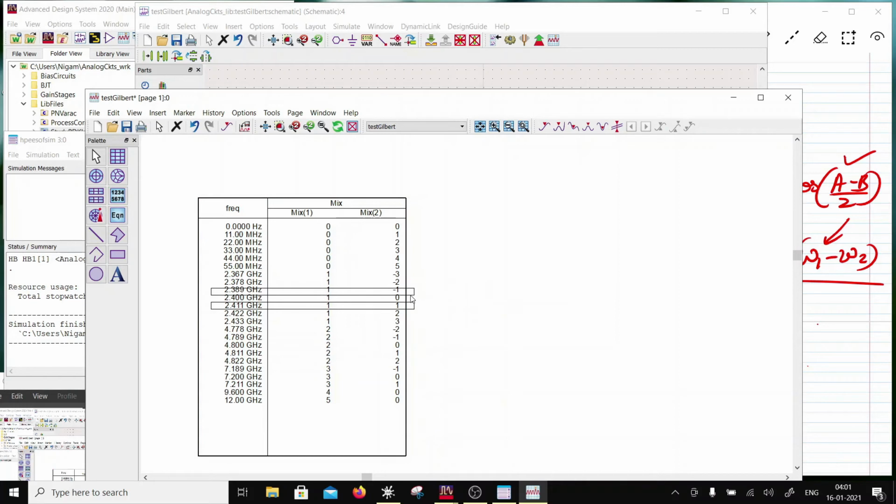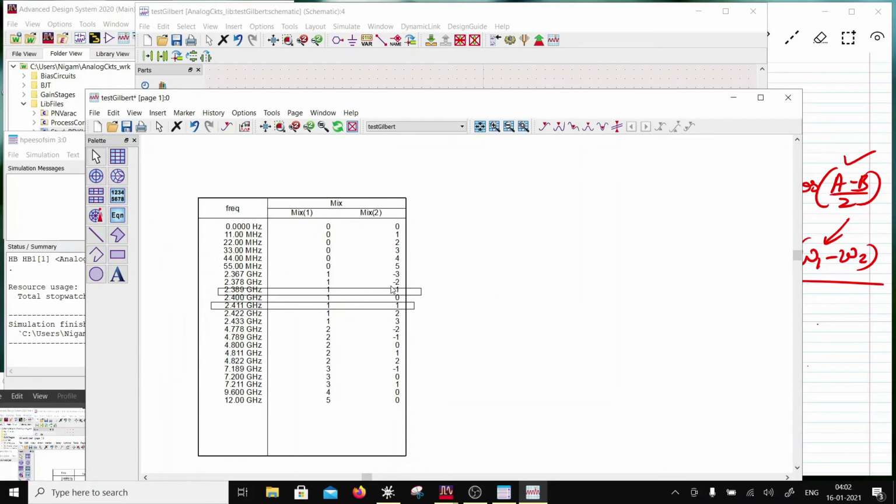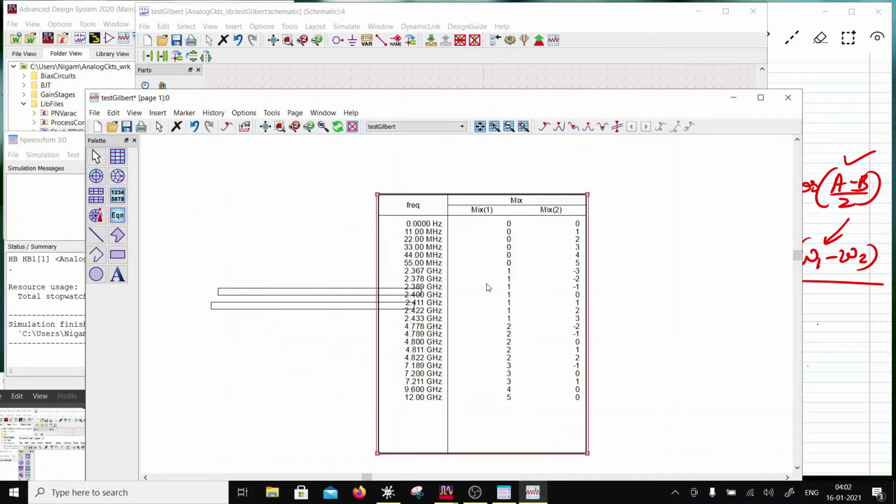Can't I grab this one? Still it is not. This is so horrible. Preferences 0.0625. Just to display the things. Come on, guy. Can't select it properly.